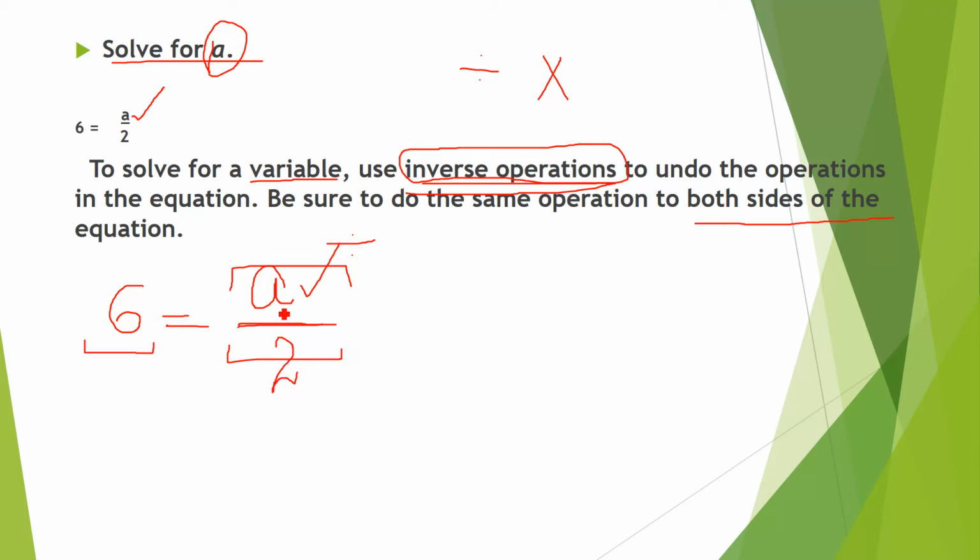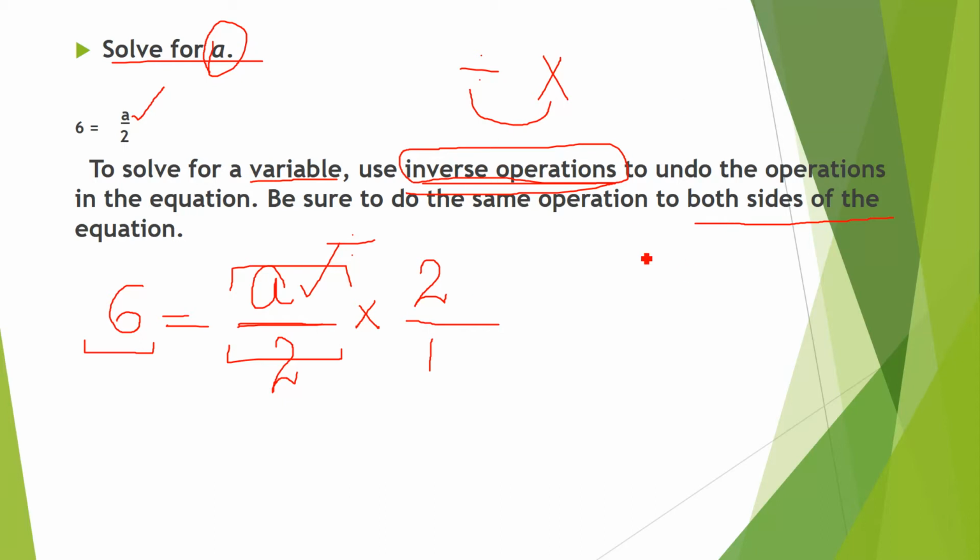So this is A divided by 2. What is the inverse of division? The inverse of division is multiplication. So you have to multiply the right hand side by 2. This is the meaning of use inverse operations, right? And this is on the numerator. If you do not have any denominator, you can write down 1, but it's up to you. It is not compulsory to write it down.